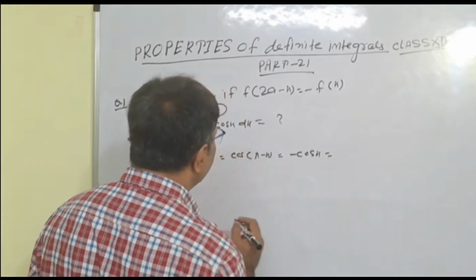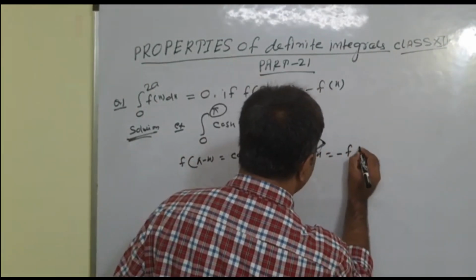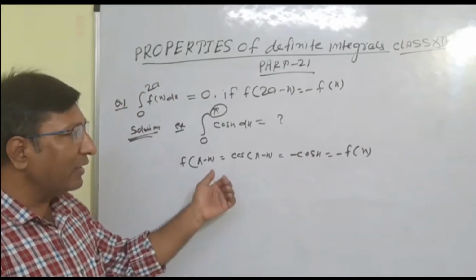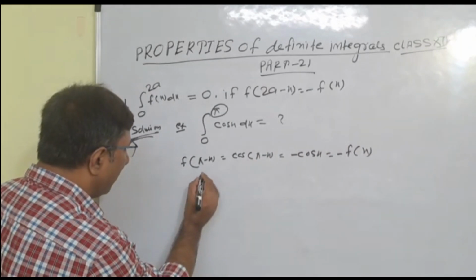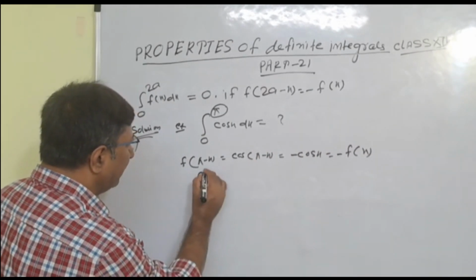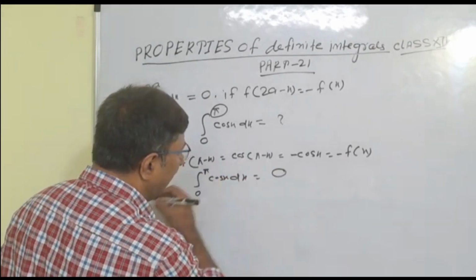And minus cos x, where cos x is given as f of x. So this is minus f of x. So f of 2a minus x is minus f of x here. So we can write directly by the property of definite integral that the integral from 0 to pi of cos x dx equals simply 0.